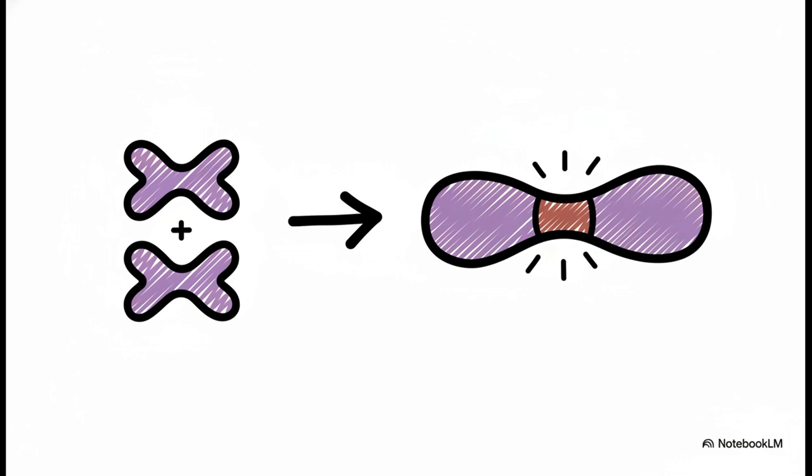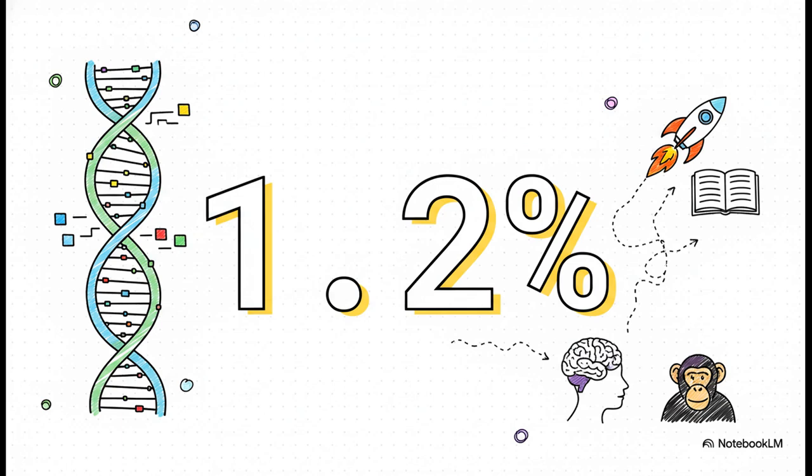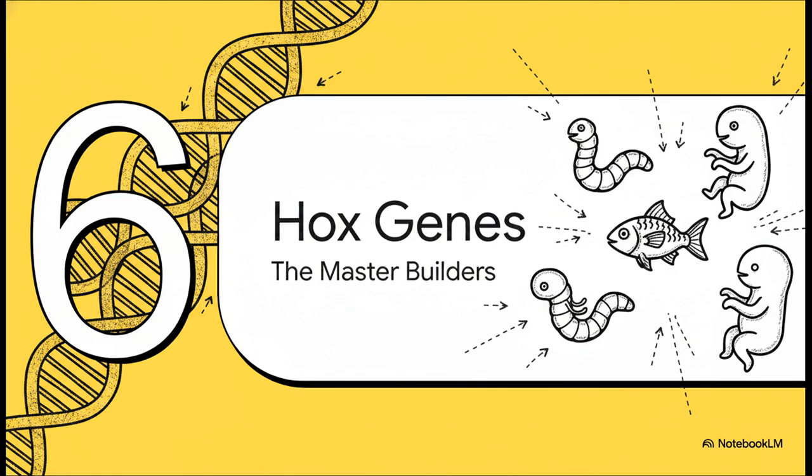Mystery solved. But honestly, that 1.2% figure is just staggering. If you look at single nucleotide substitutions, just the individual letters of our DNA code, we differ by only 1.2% from the chimpanzee genome. Sure, there are a few more differences if you count insertions and deletions, but overall we are incredibly, unbelievably similar. So how does such a minor difference in the raw code result in a completely different species, one capable of building spaceships and writing complex databases? That brings us to Section 6, the Master Builders, Hox genes.